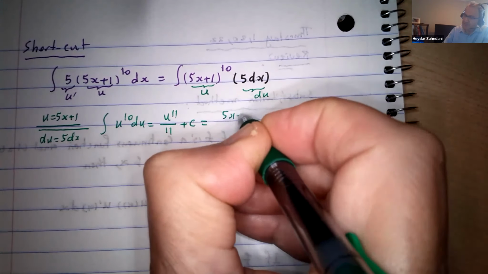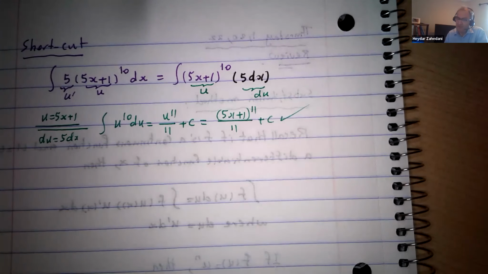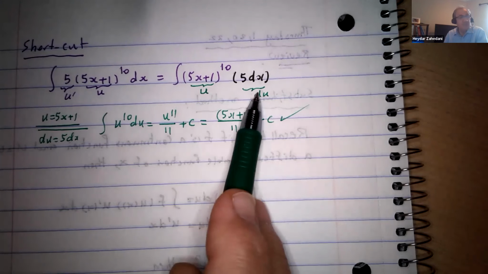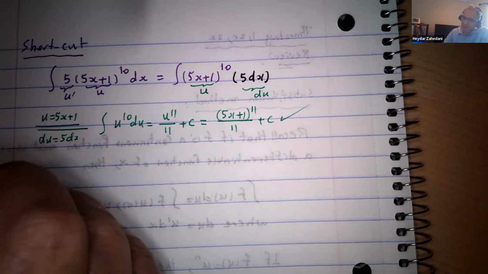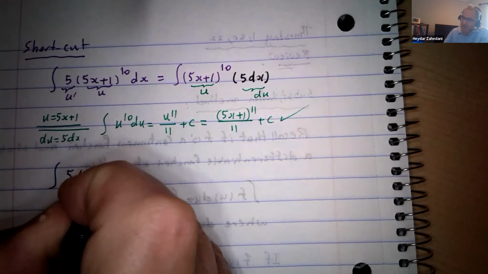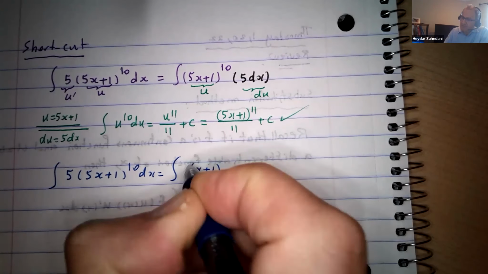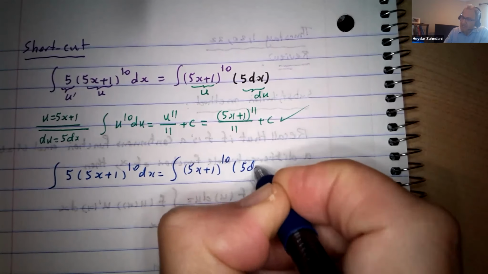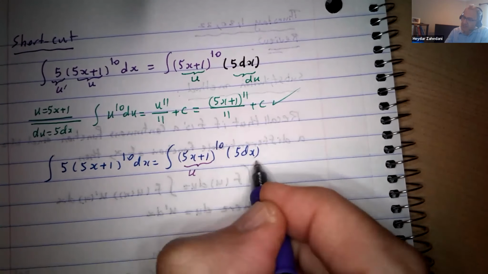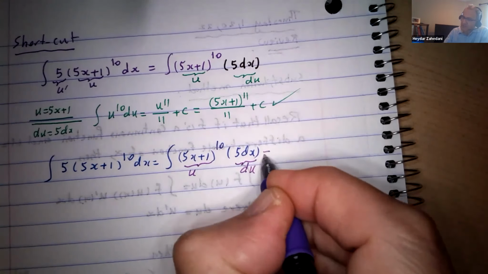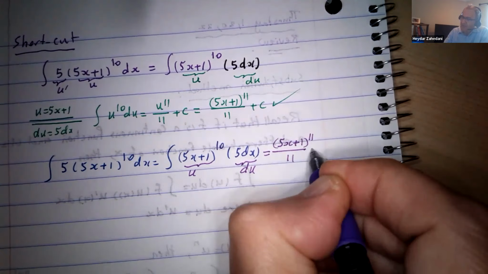So it's going to be (5x plus 1) to the 11 over 11 plus c, and then you're done. You don't even need this part. As soon as you identify the du, you have u to the 10 du. So basically, in the short form, this is the way we write this solution. 5 times (5x plus 1) to the 10 dx. I switch it: (5x plus 1) to the 10, and this is going to be 5 dx. So I say, oh, this is u, and this is du. So for the action of integration, you add 1 to the power: (5x plus 1) to the 11 over 11 plus c, and then you're done.